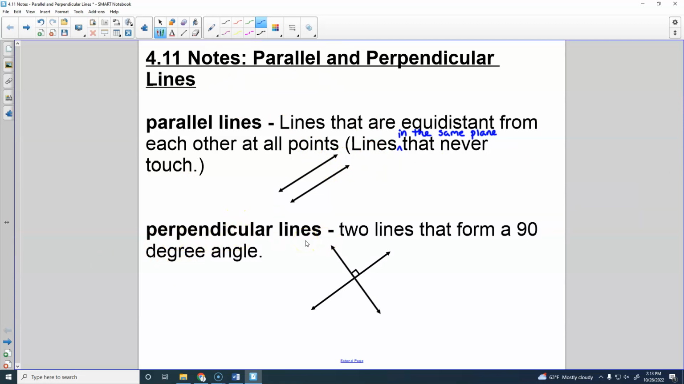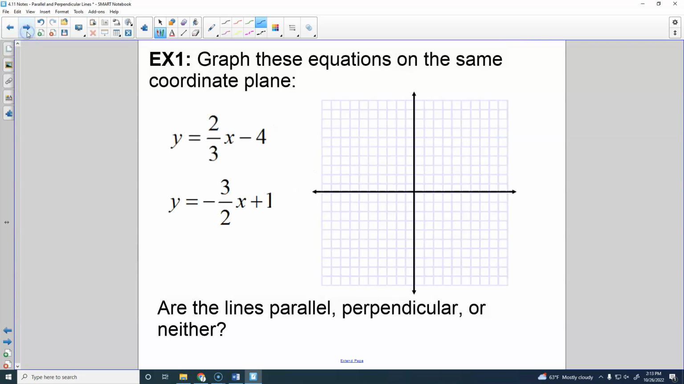Perpendicular lines, you also should know about this. There are two lines that form a 90-degree angle, or we could say that form 4 90-degree angles right here, right? Because if this angle right here is 90 degrees, all 4 of those angles right there would be 90 degrees. So you guys are familiar with that term perpendicular, aren't you? Okay. All right, so I have here, I think, 8 graphs.